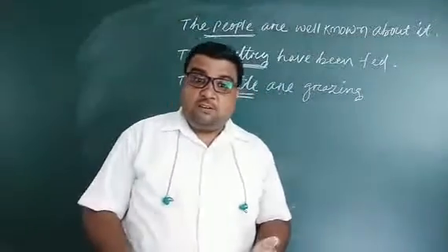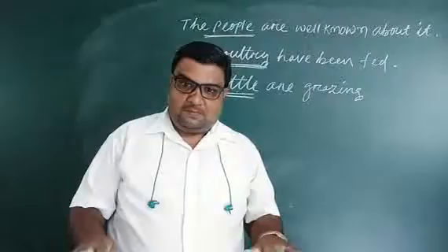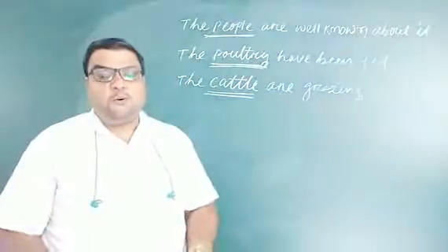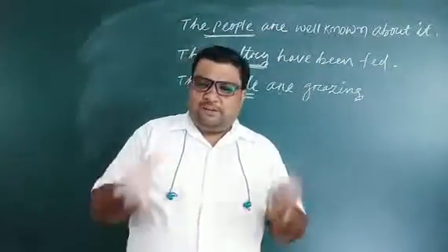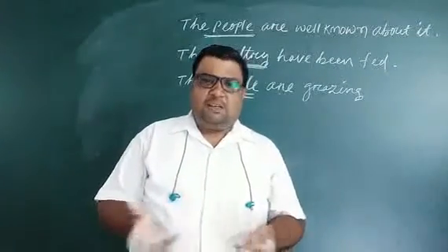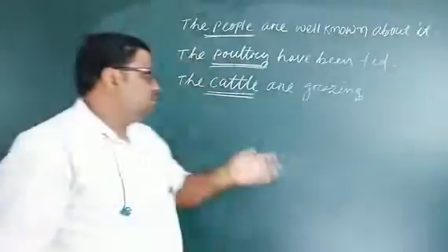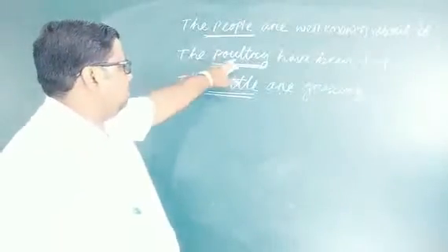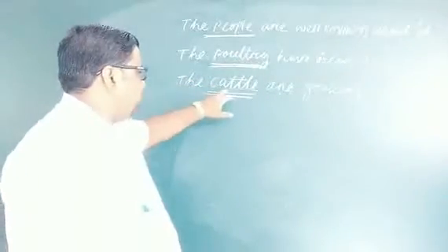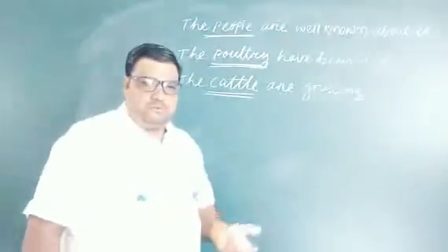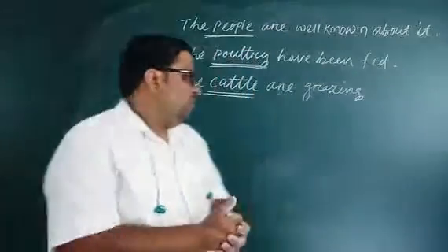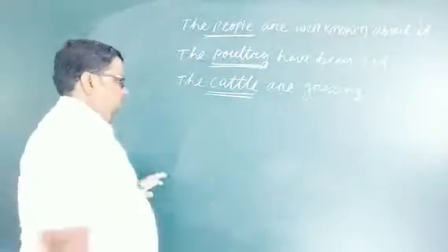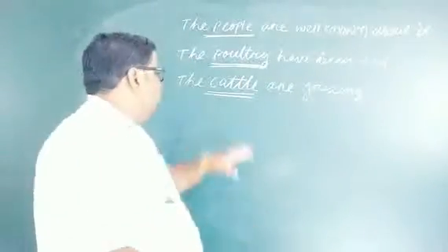Cattle stand for one animal or many. Cattle means all the animals with horns, and generally they are domesticated for meat and milk. The poultry are kept for meat and eggs. The cattle are kept for meat and milk. Cows, buffaloes, sheep, goat, etc. These are collectively called cattle. The group of these animals is called cattle.